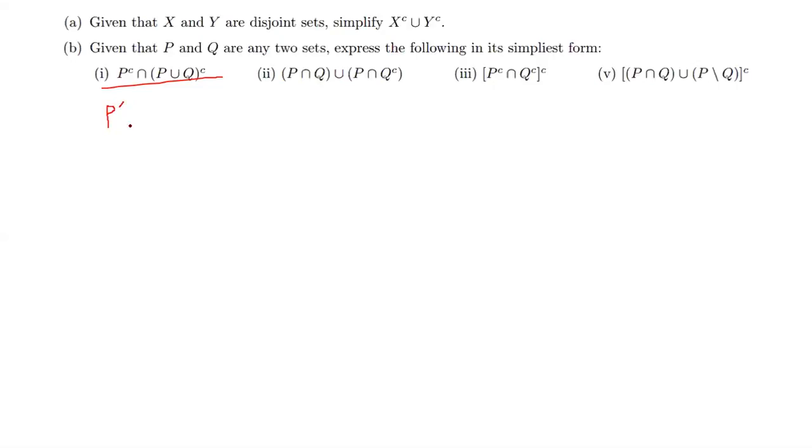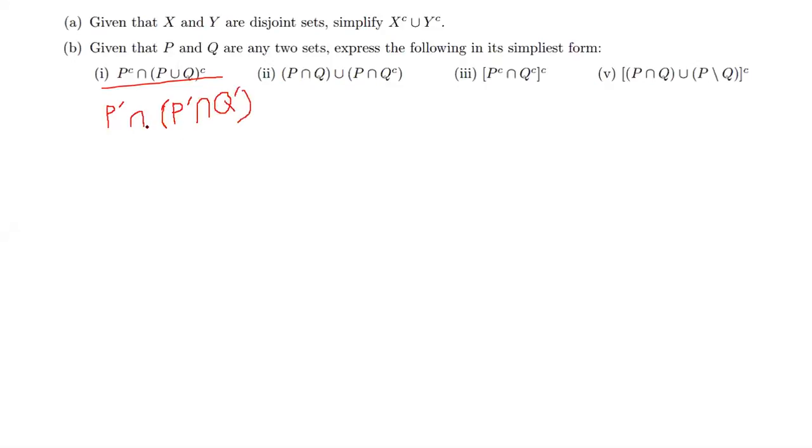So P complement intersection, then we distribute the complement here. Let us open our brackets. We're going to have P complement. Remember what I said, when you're distributing the complement and opening the brackets, the sign here will always change. So we're going to have Q complement as well, like that.